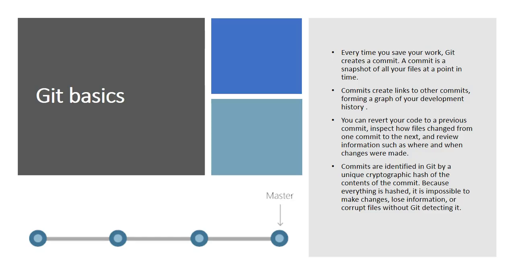Basics: every time you save your work, Git creates a commit. A commit is a snapshot of all your files at a point in time. So a commit creates links to other commits, forming a graph for your development history. You can revert your code to a previous commit, inspect how files change from one commit to the next, and review information such as where and when changes were made. Commits are identified in Git by a unique cryptographic hash of the contents of the commit.